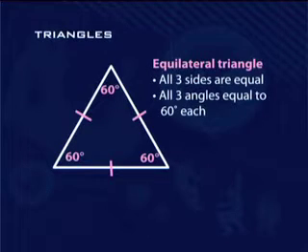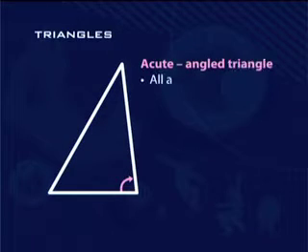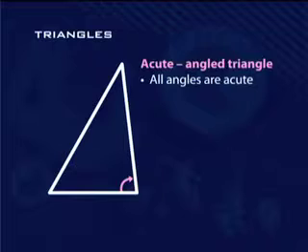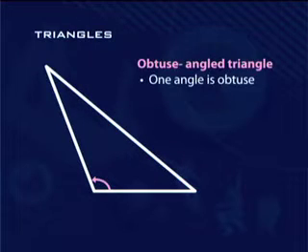Each of the angles is equal to 60 degrees. A right angle triangle is a special triangle where one angle is equal to 90 degrees. In an acute angle triangle, all angles are acute. In an obtuse angle triangle, one angle is obtuse.